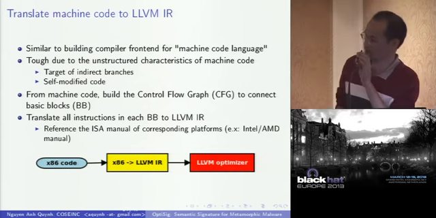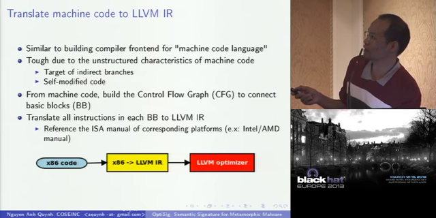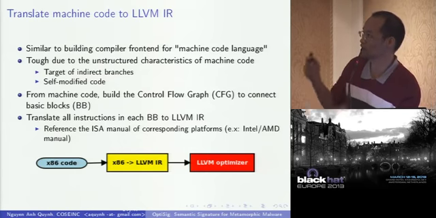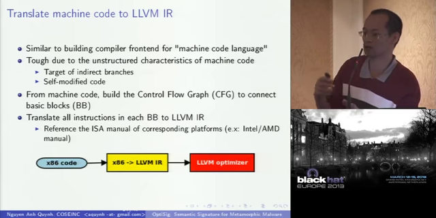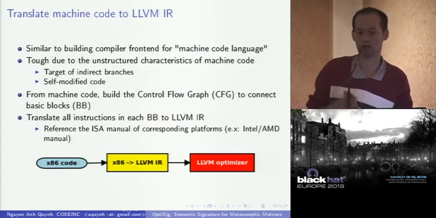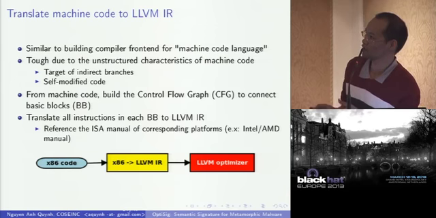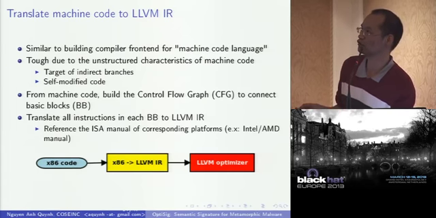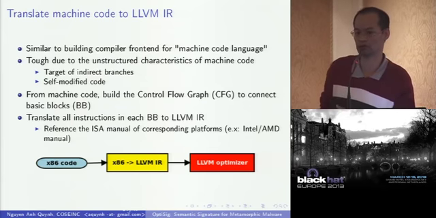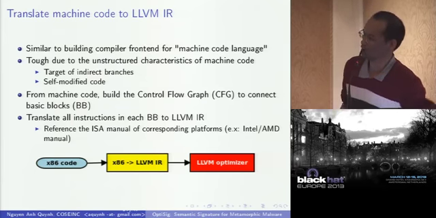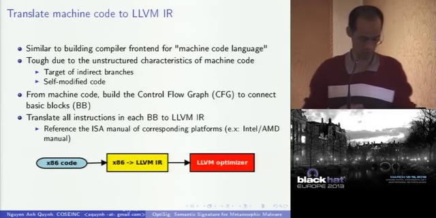So here I detail my diagram. First, we need to translate the machine code to LLVM IR. This is similar to building a compiler front end, but this one is not for a high level language, but for machine code, a low level language. It's tough because the machine code is unstructured. For example, we must deal with indirect branches or self-modified code, which can be present in the machine code, and it's not easy to solve.